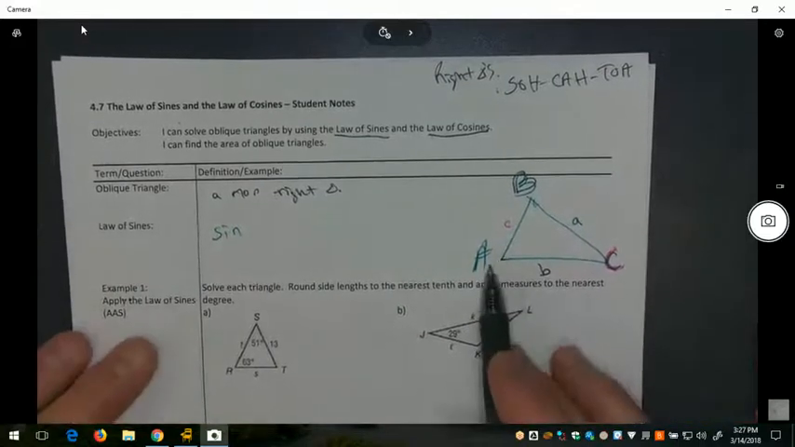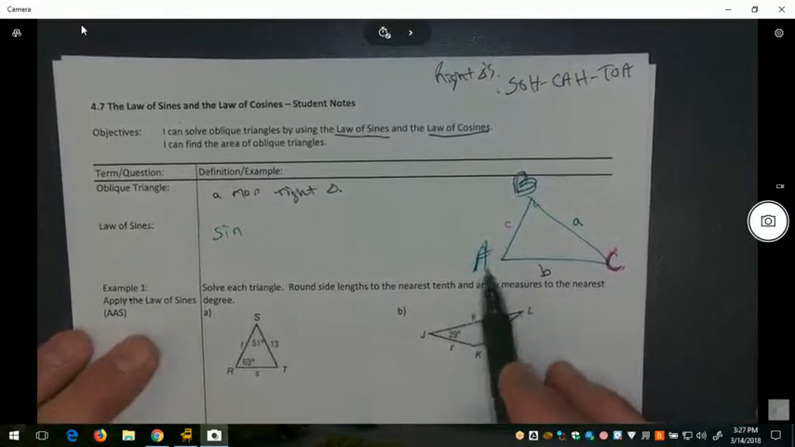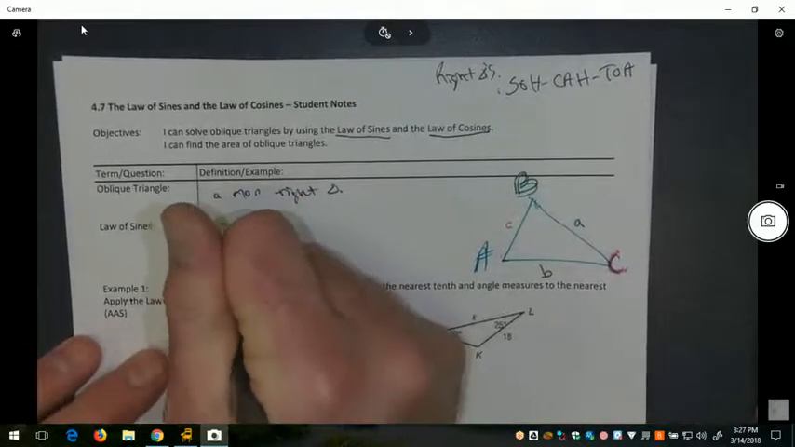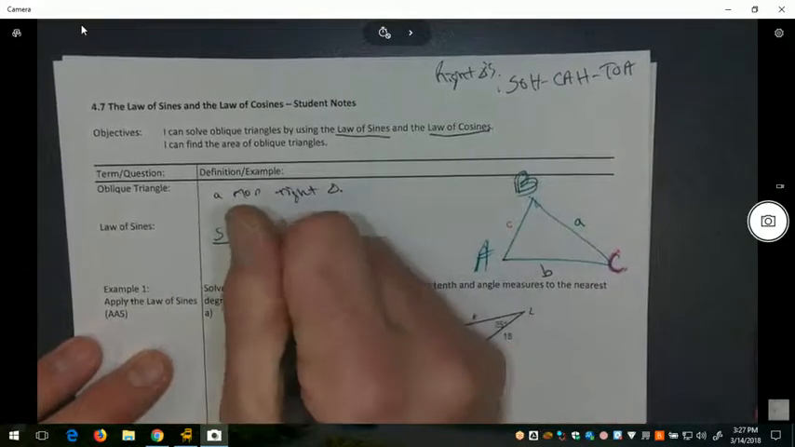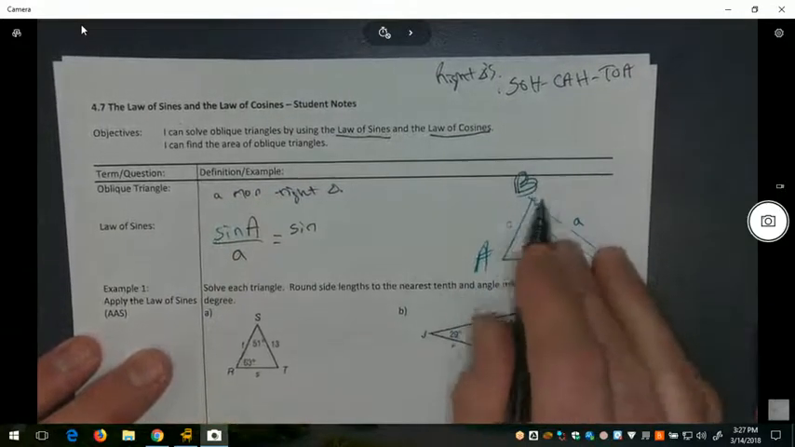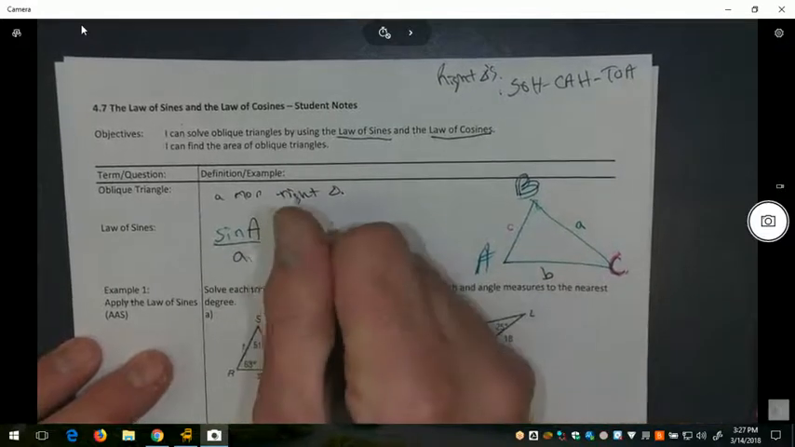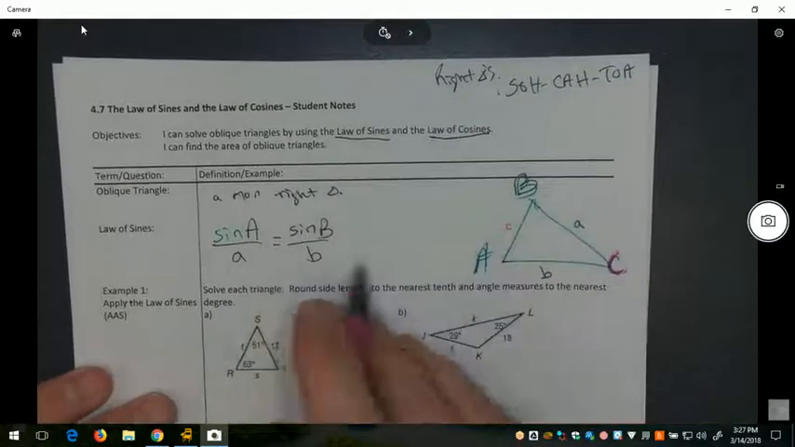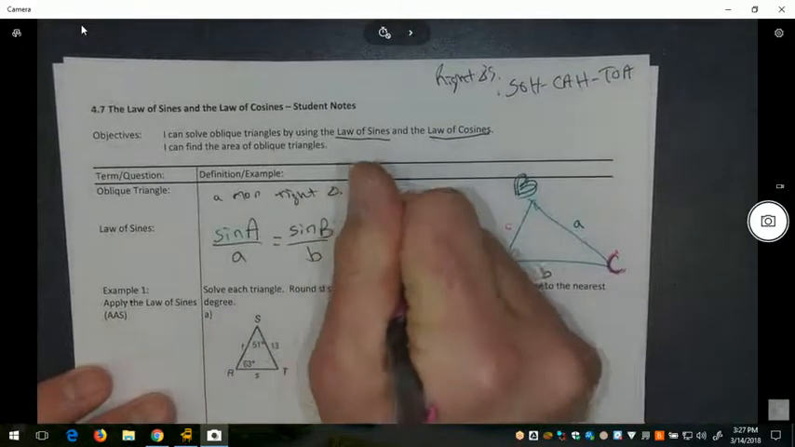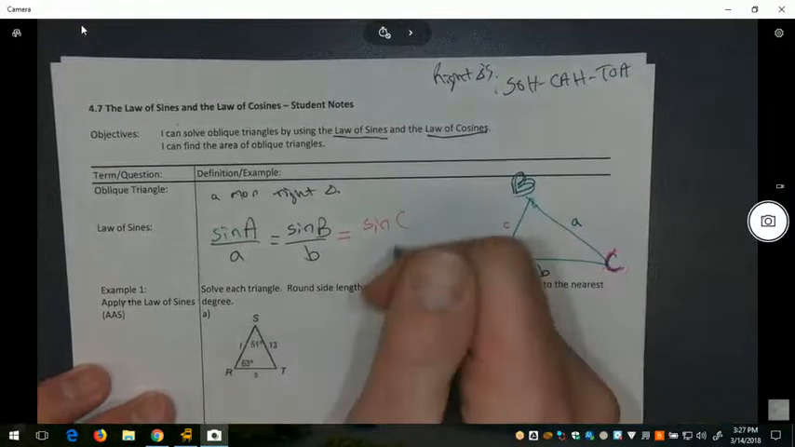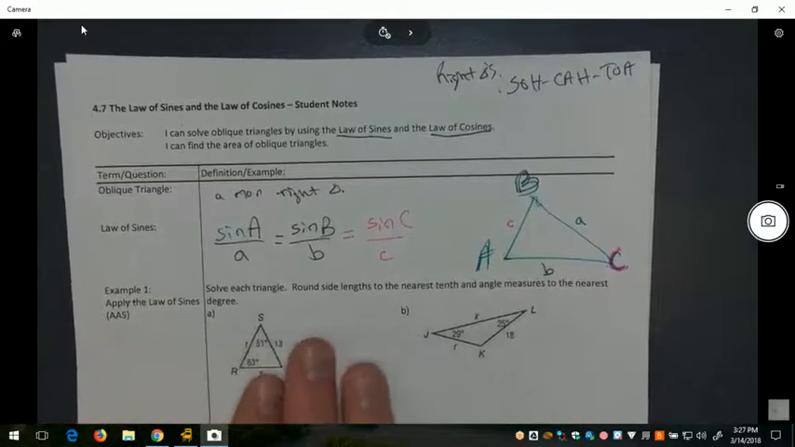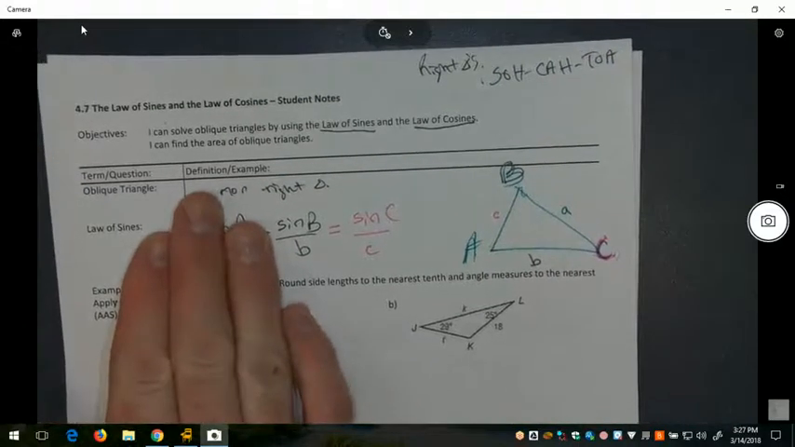This rule says that sine of angle A, whatever that ratio is, divided by the length of side A, will be equal to the sine of angle B, whatever ratio that is, divided by the length of side B. And each of those will also be equal to the sine of angle C, whatever ratio that is, divided by the length of side C. This is the law of sines. You pick any two of these fractions, set them equal, and you have a proportion.